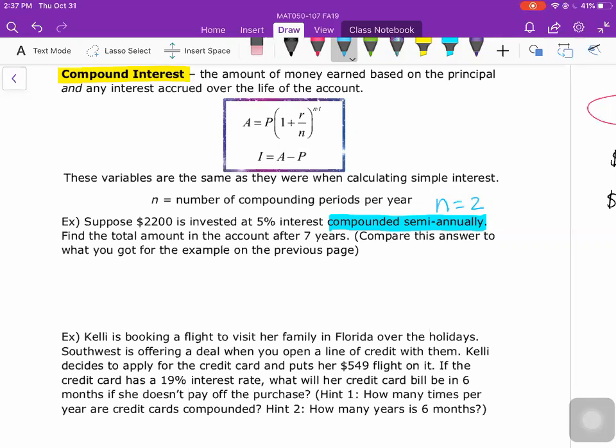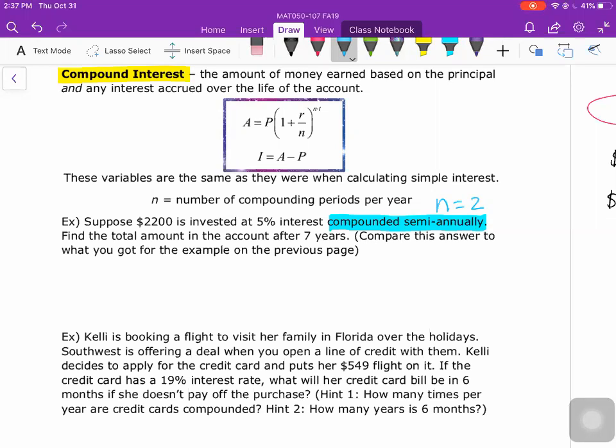52? Yes, there are 52 weeks in a year. What if it was compounded daily? 365. So that means every single day it's reassessing that balance and then reassessing interest. Fun fact, if you happen to come across an account that is compounded daily, it is only compounded 360 days in a year, not 365. Why? It's called the banker's rule.